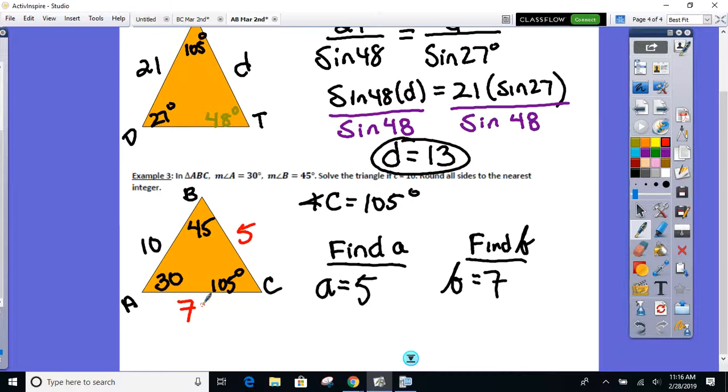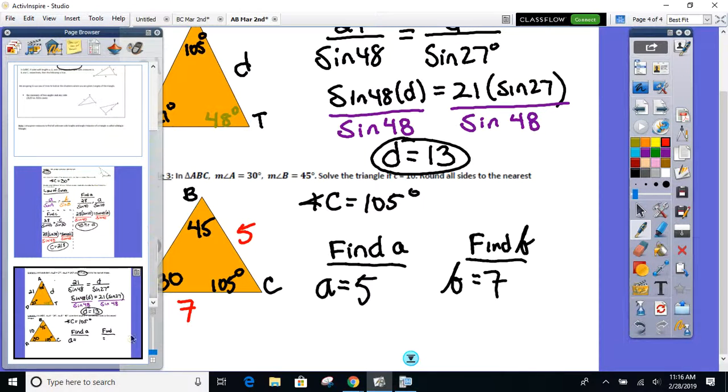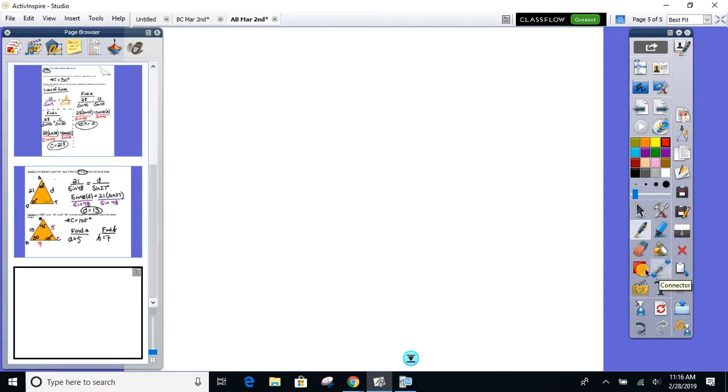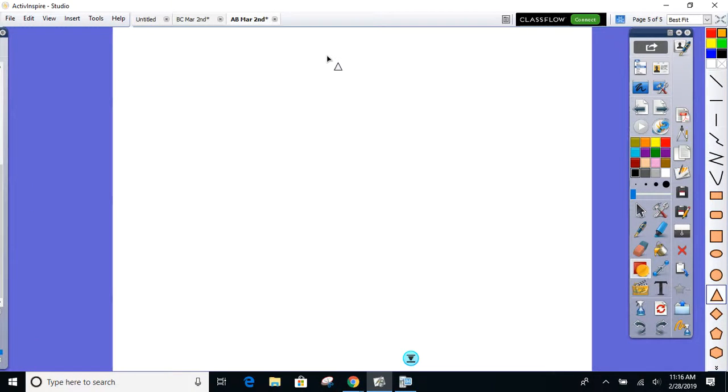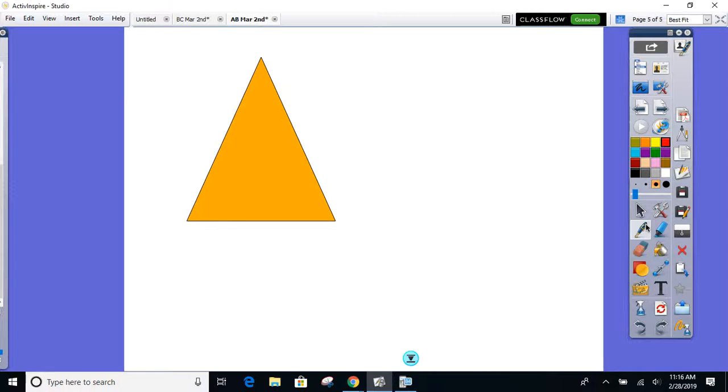All right, do an example 4. Please make room for example 4. Just draw another triangle, DEF for me, because I want to show you another way we can use this law of sines. Okay? I'm going to tell you side F is 6. Angle D, 32 degrees. Side D, 5. Find angle F.